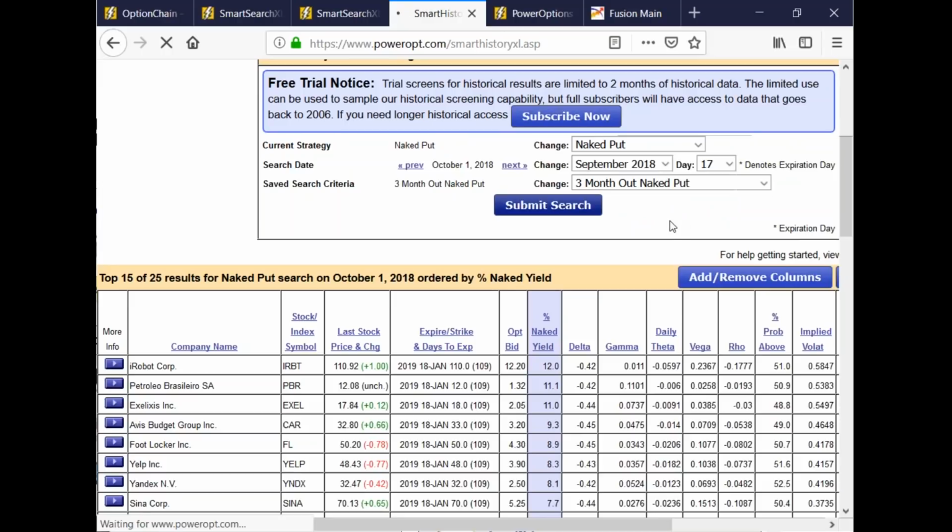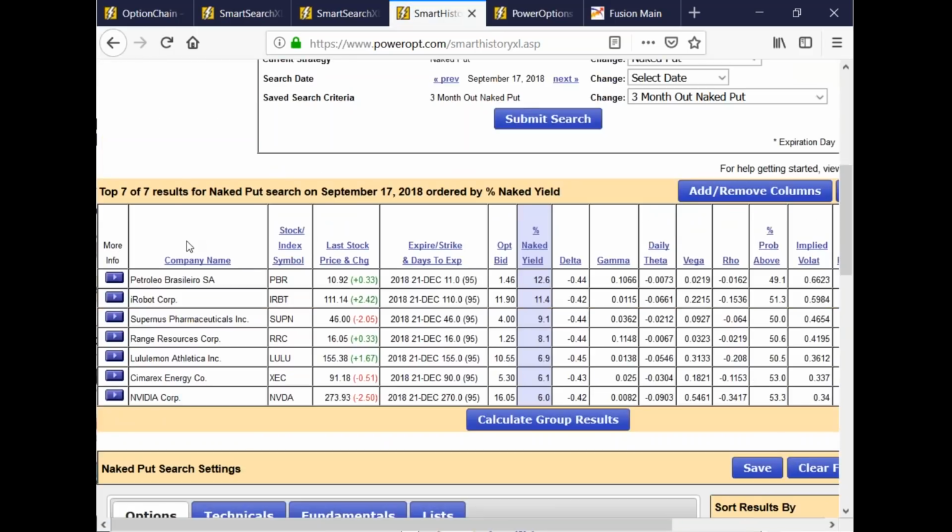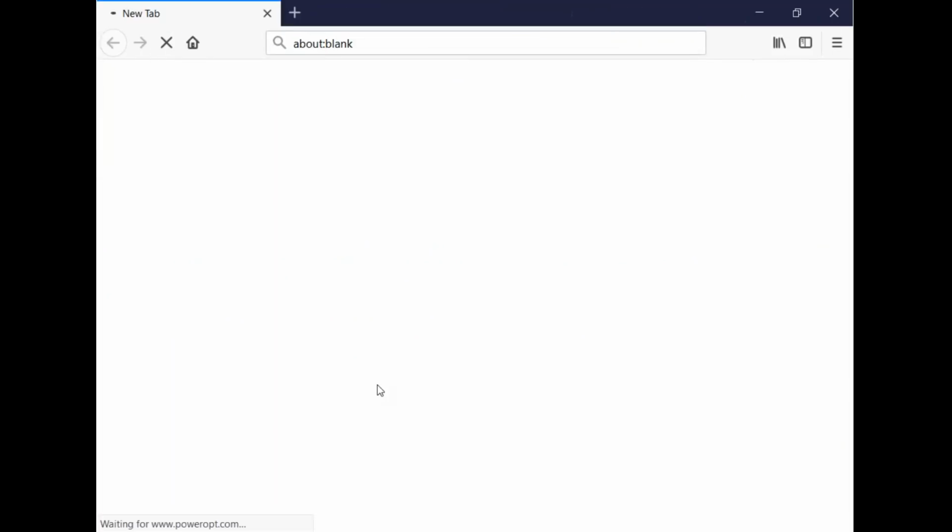This will pull up the December series for our 3 months out. Yep, only had 7. iRobot's still in there. Lululemon's still in there. Hey, there's your NVDA. Oops, that's not going to look good. But we calculate group results again. At the money, naked puts, 3 months out, 4.5% minimum yield or premium received with a 7% to break even, what we might call a downside protection.